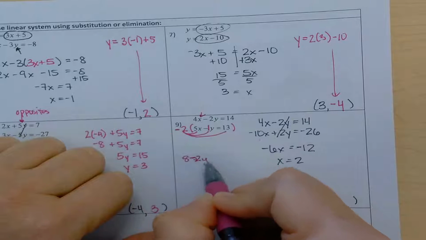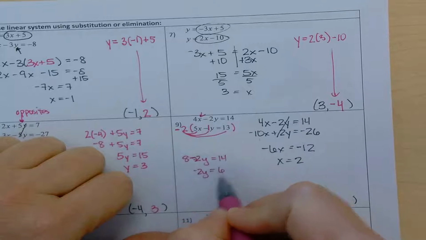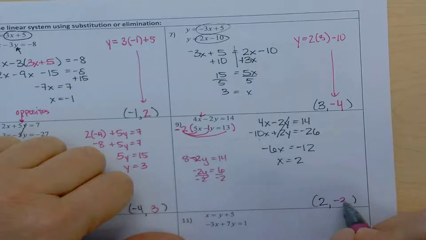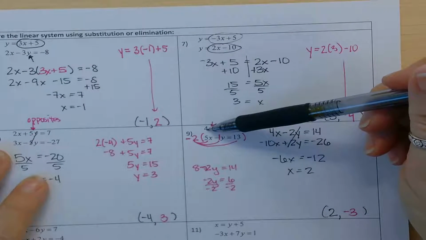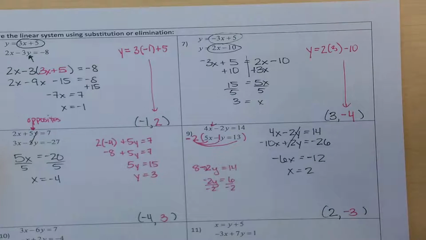Oops, that's a minus 2y. I'm going to subtract 8 from both sides and divide both sides by negative 2. And I get y is negative 3. If you chose to make the x's eliminate here instead of the y's, that's fine. As long as you get the same solution, that's all right.